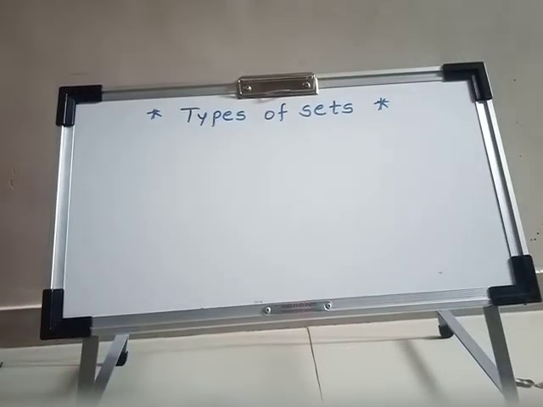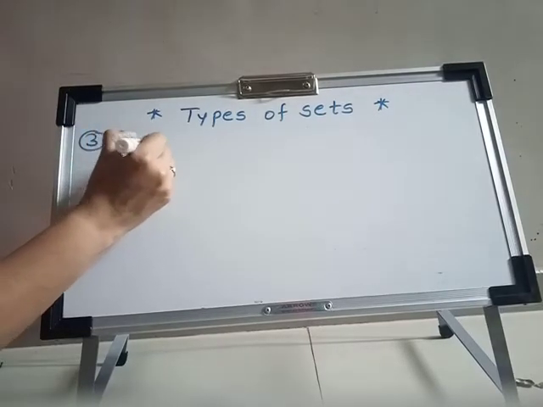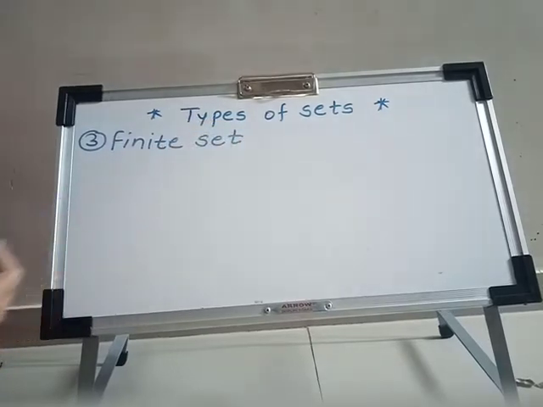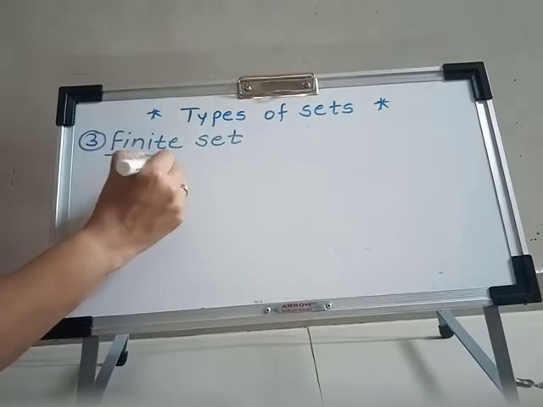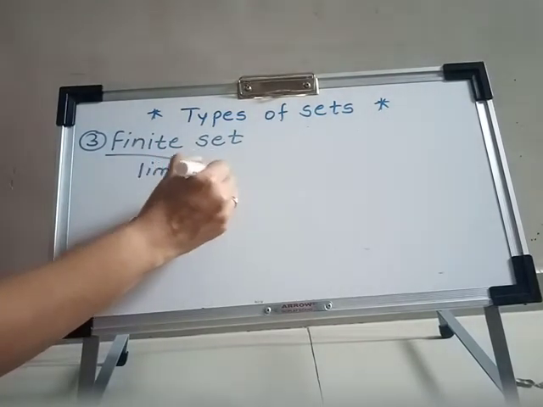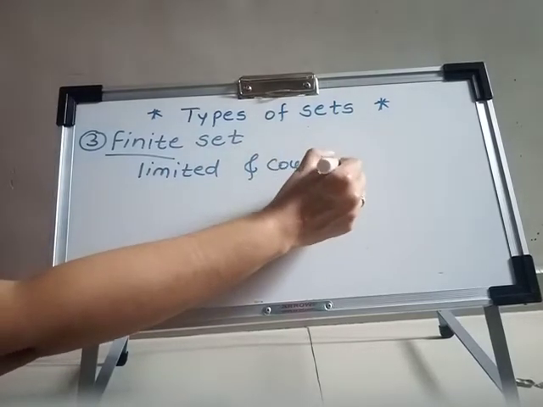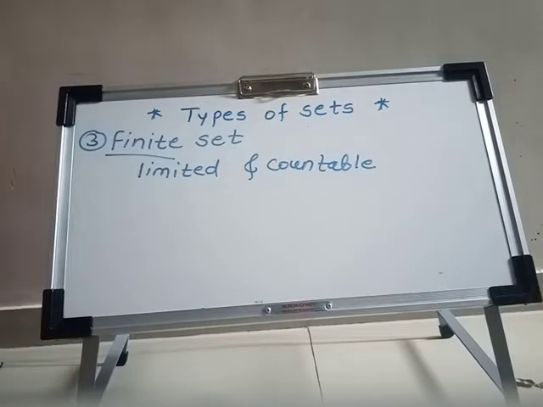Now third type is finite set. What is meant by finite set? Finite means limited. In a finite set, elements are limited and countable. Means we can count the number of elements in this set.